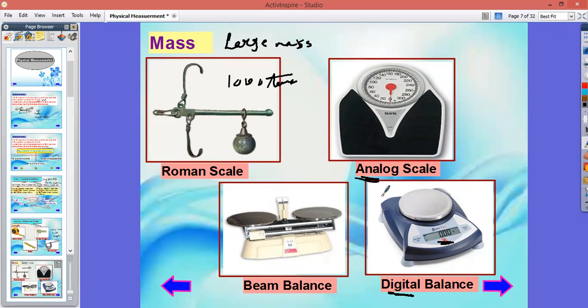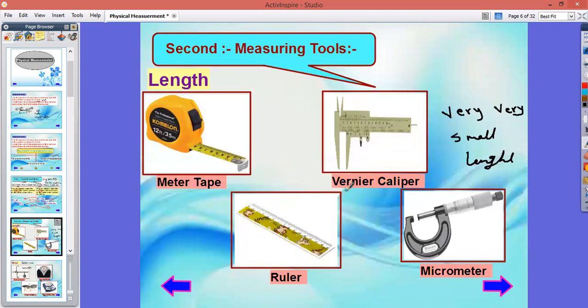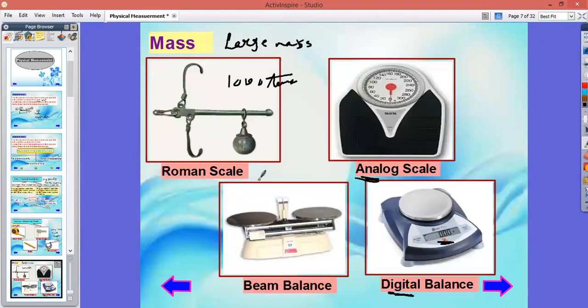What are the tools used to measure the length? Can you remember? Number one, meter tape. Number two, ruler. Number three, vernier caliper. Number four, micrometer. What about mass? Roman scale, analog scale, beam balance, and digital balance.